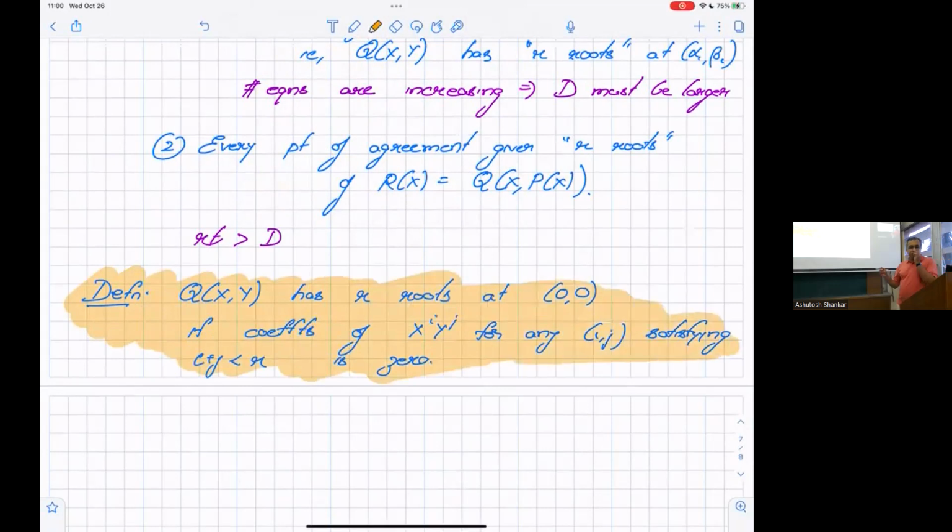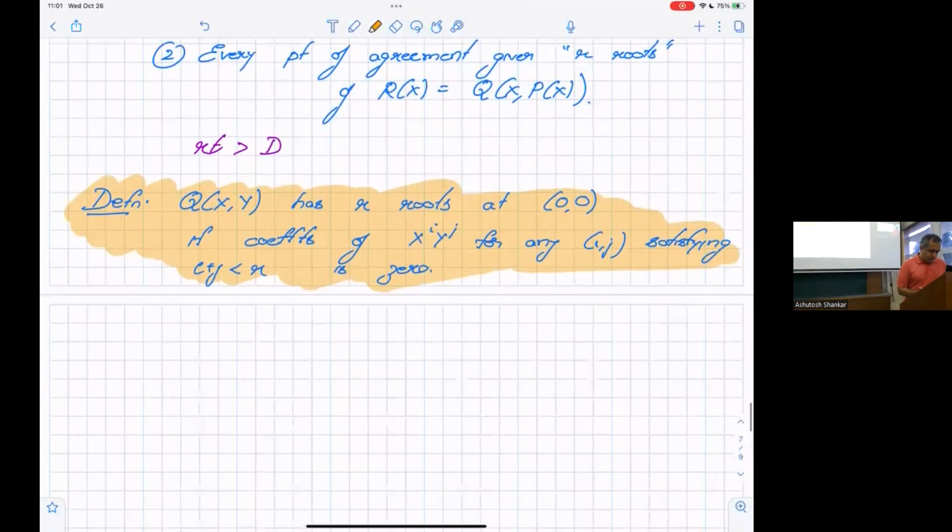So this is at the point (0, 0). Now to define it at some other point (alpha, beta), we will just translate the curve Q(x, y) and move it to Q(x + alpha, y + beta). What I'm doing is Taylor expansion, but instead of expanding around (0, 0), I'm expanding around (alpha, beta), and I'm saying that around that point you should never have this.